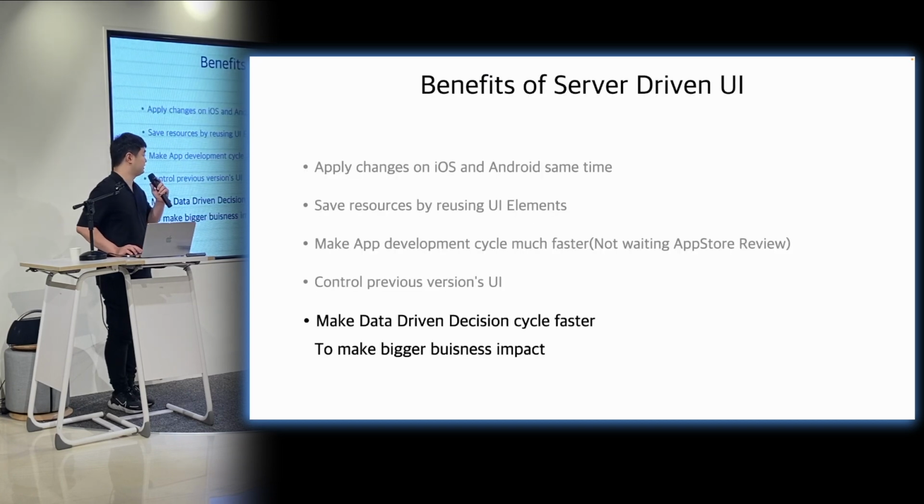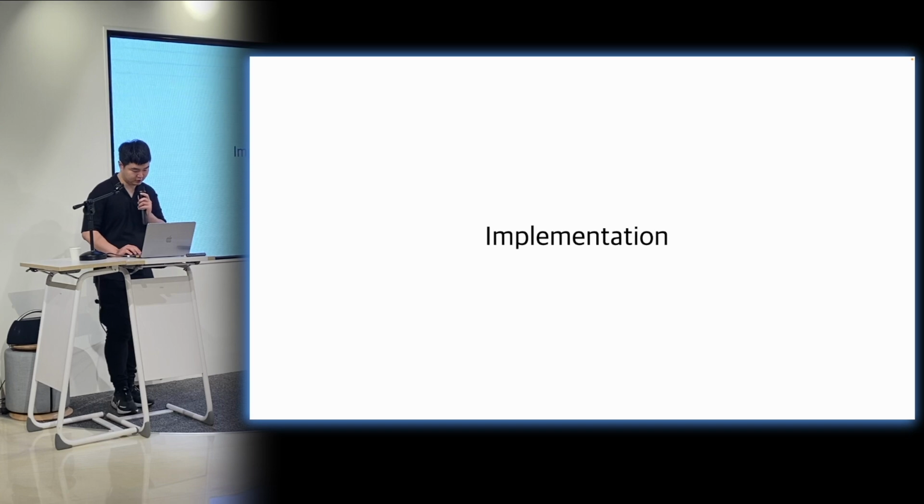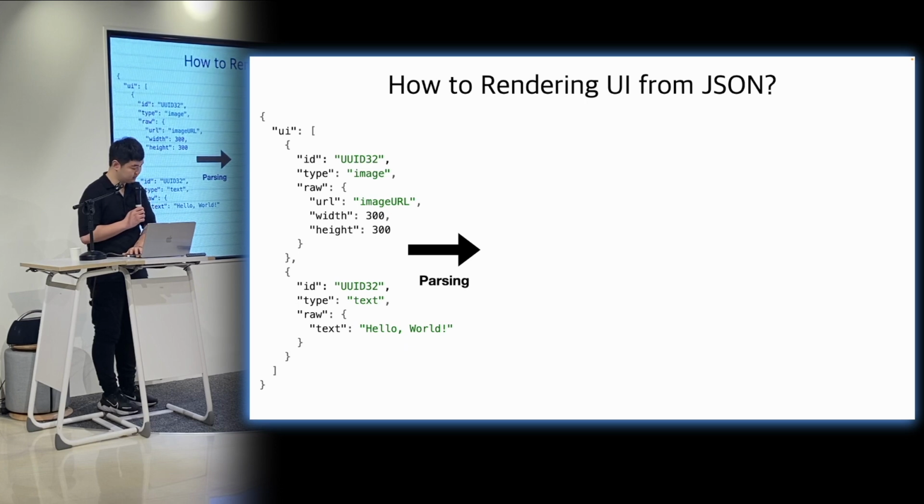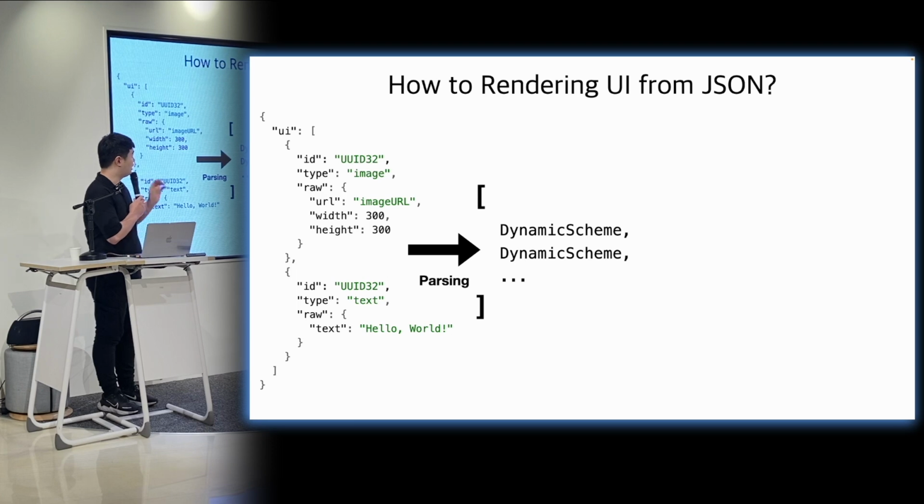Yeah, and this is all, and I'm going to show you how to implement this server-driven UI. So how to render UI from JSON. There are just two elements: a type of image and a type of text, which are a URL and hello world. In the first phase, you parse this JSON into an array of dynamic schemes. Dynamic scheme is just an arbitrary type that I made. It represents this one element.